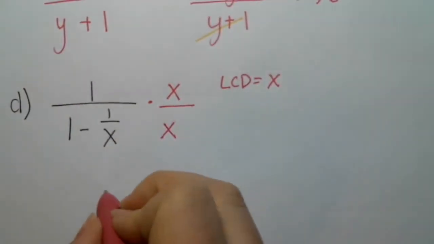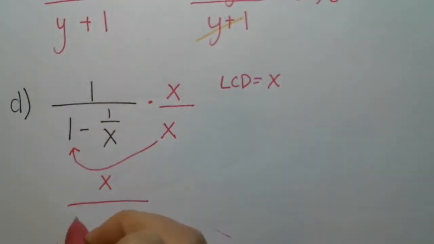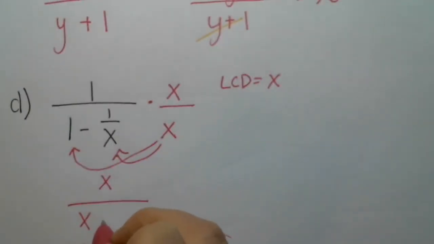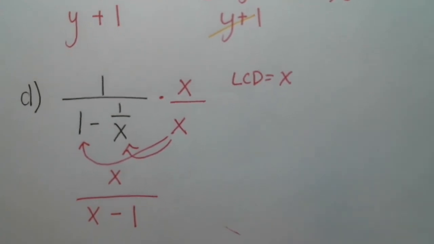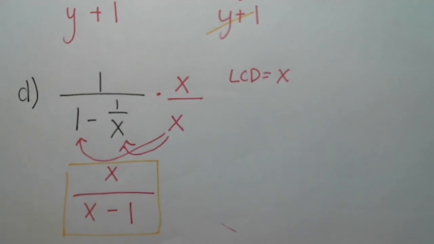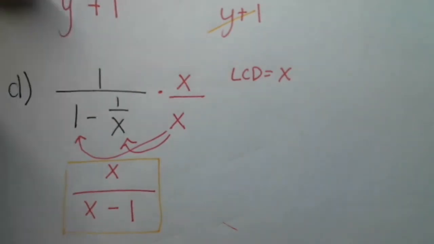Now here 1 times x is just x. In the denominator I'm going to distribute, so 1 times x is x. x times 1 over x is 1. So I'm going to get x over x minus 1. Now you can't cancel anything here, so this is my final answer. Not as complicated maybe as some of the other ones, but it is something that comes up a lot. Okay, let's look at one last example of this process.